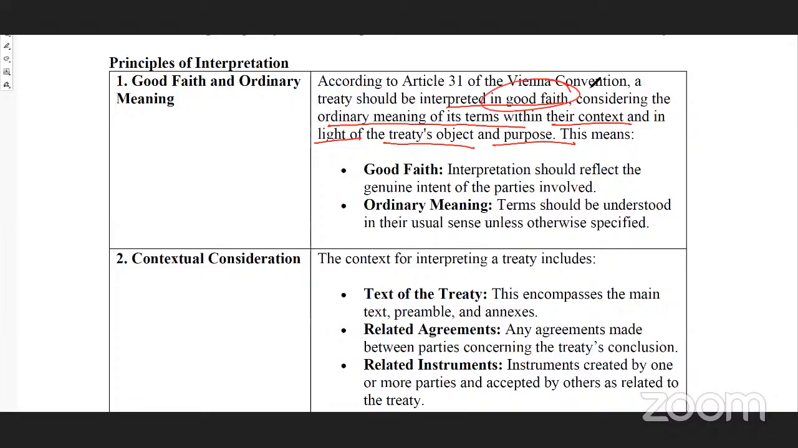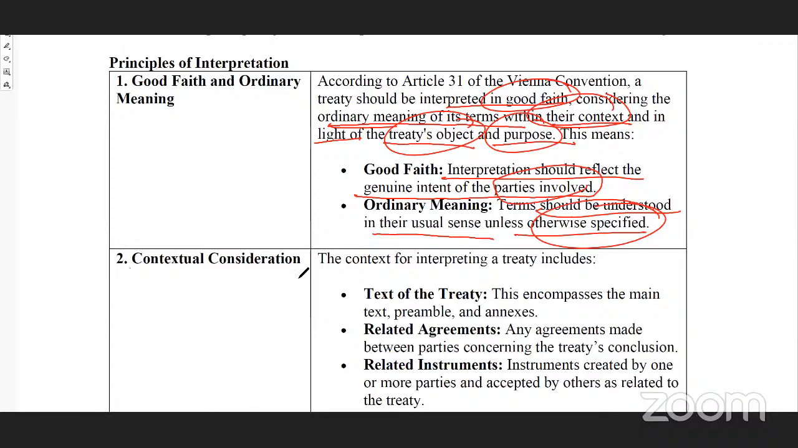And almost every night, interpretation of tax treaties comes up. Last night it came. Last three nights it came. So it's always popping up, whether you like it or not. So interpret it, but consider the ordinary meaning of the terms, the context in which they were used, right? And what is the object and purpose of this use? This means that interpretation should reflect the genuine intent of the parties that were involved, and terms should be understood in their usual sense unless otherwise specified. Are we okay? So this is the first and most important principle for interpreting tax treaties.